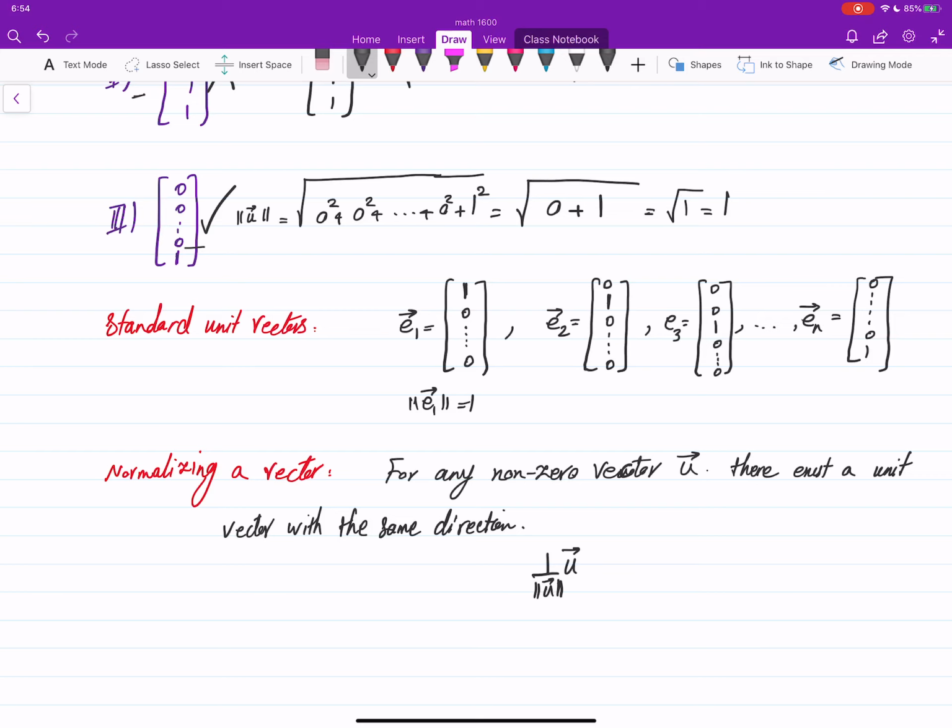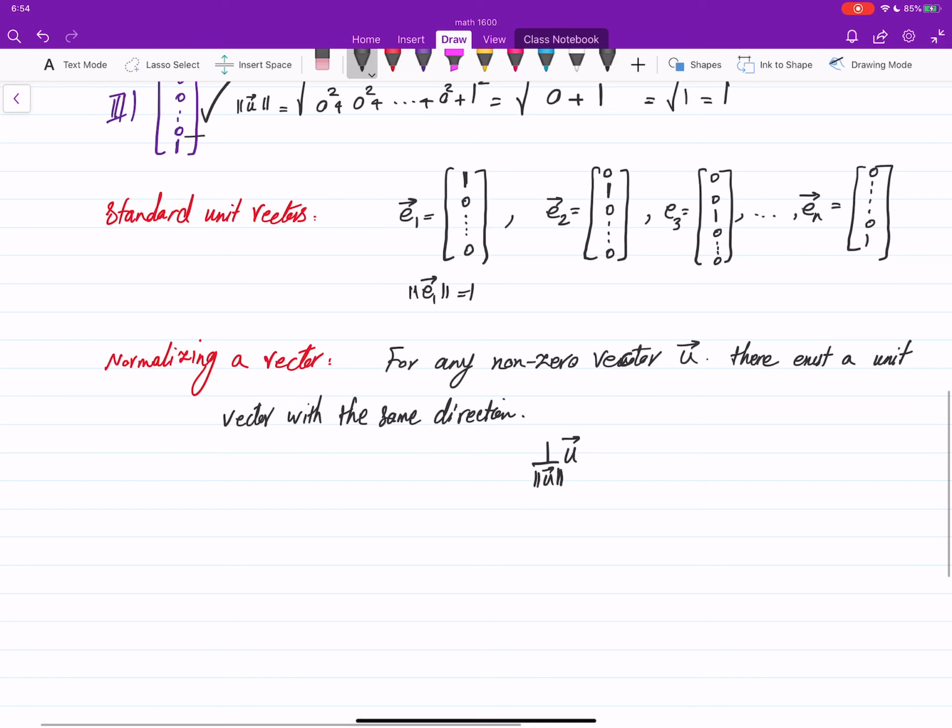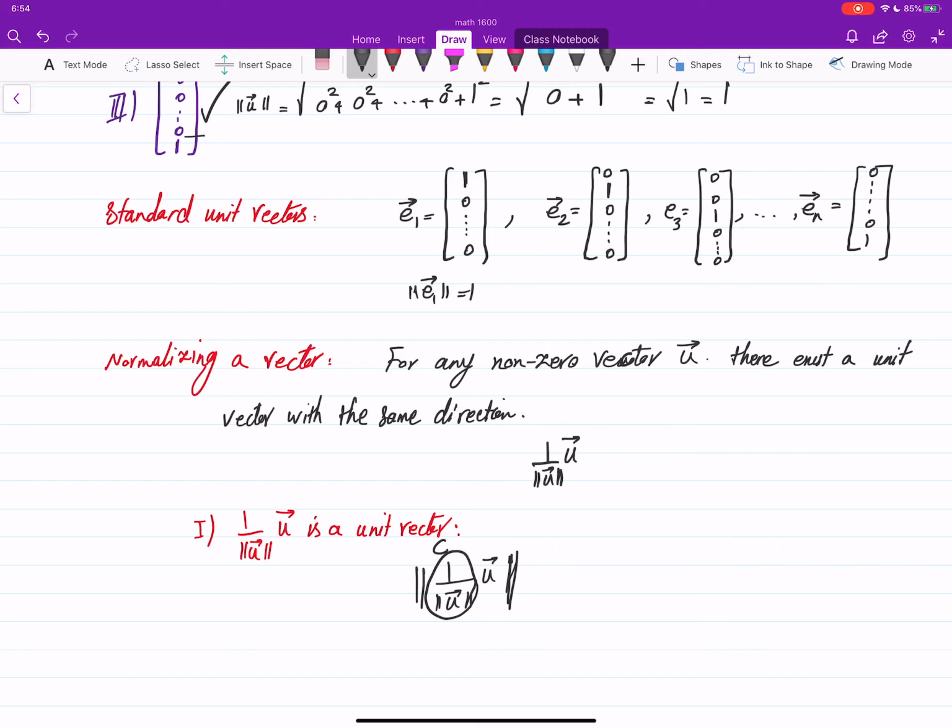This way, the vector we are finding, first of all, has length 1. So let me just write here. 1 over length u is a unit vector. Why is that? Because we can find its length. Yes, so this is 1 over length of u times u. And remember that if I have a c multiplied to u, the absolute value of c comes out. And then we multiply it by length of u. So this is the property that length of cu is absolute value of c length of u.